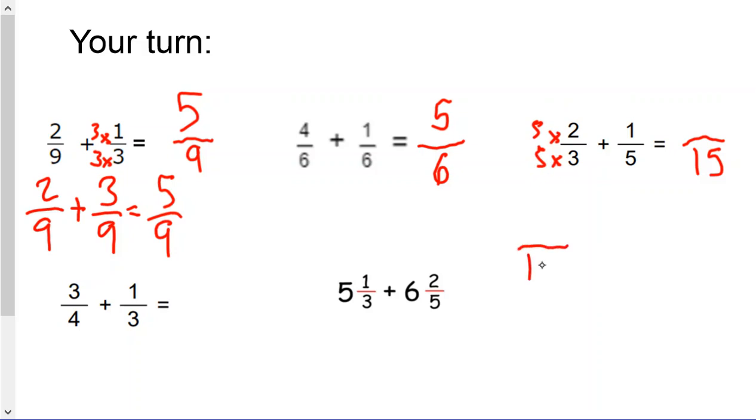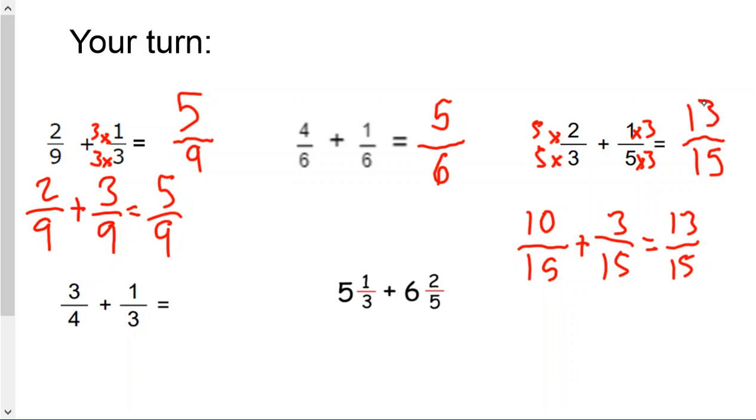15, bring that down as our new denominator, and 5 times 2 is 10, plus 5 times 3 is 15, so 5 times 3, 1 times 3. And now we got 3/15, and we can just add straight across now. 10 plus 3 will give us 13/15. So our answer here is 13/15.